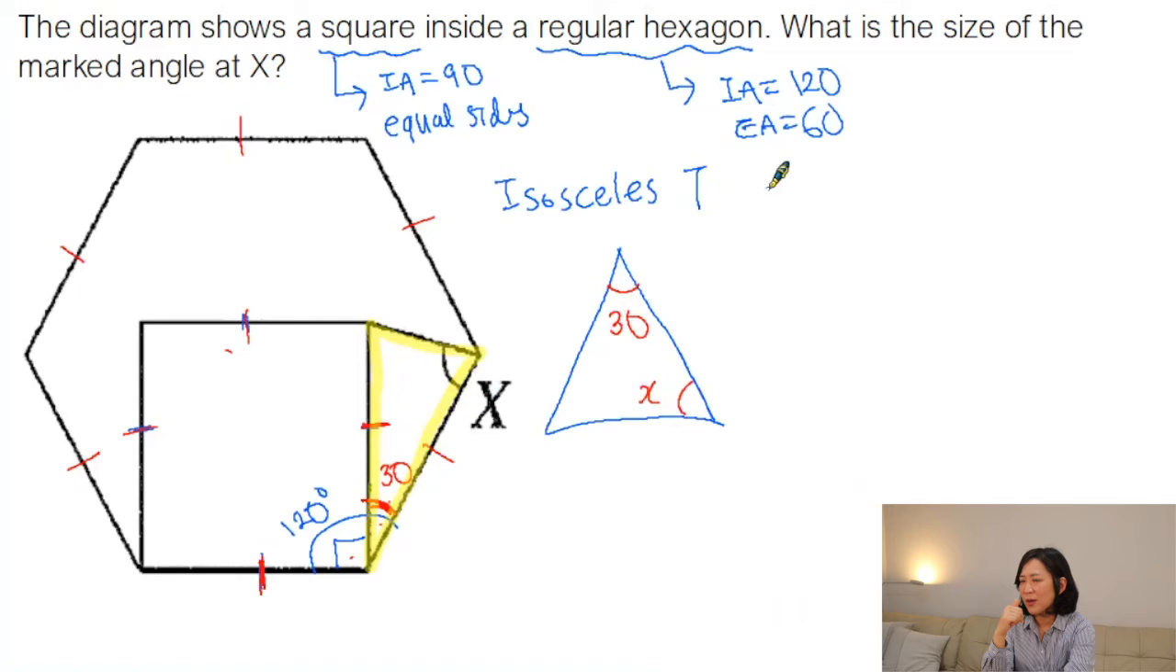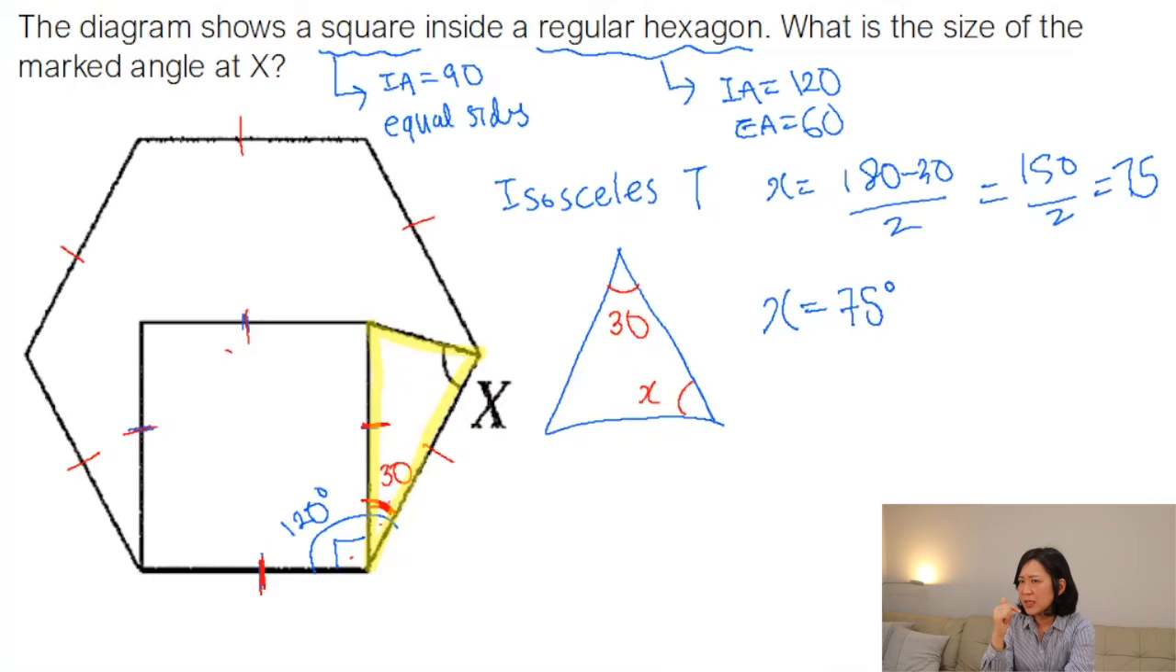So now we can find x: 180 take away 30 is 150, then divide by 2 is 75. 75 is x. It looks a bit tricky, but just write down what you know and mark what you get from the question, then you can get some idea.